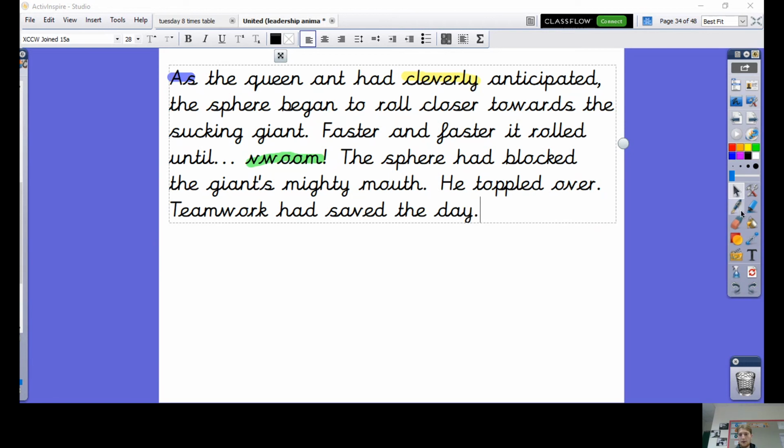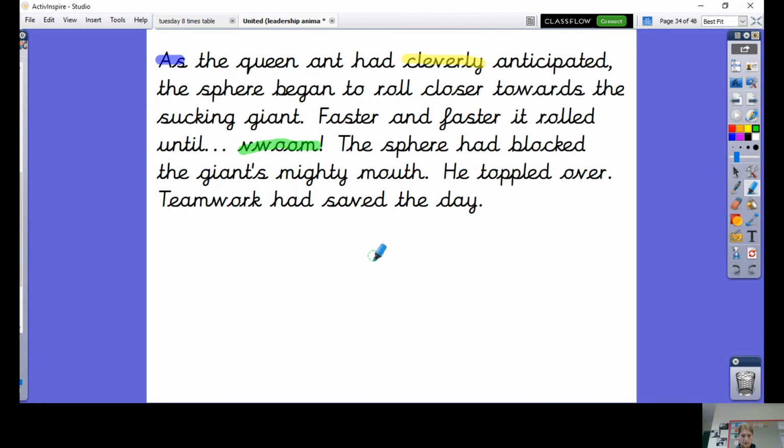Fantastic. I'm going to quickly highlight, which colour am I going to use? Orange. I'm going to quickly highlight that short sentence just so you can see where it stands out in the other paragraphs. Okay, it really doesn't have to be long at all, that sentence.